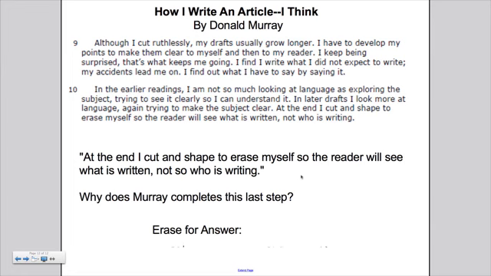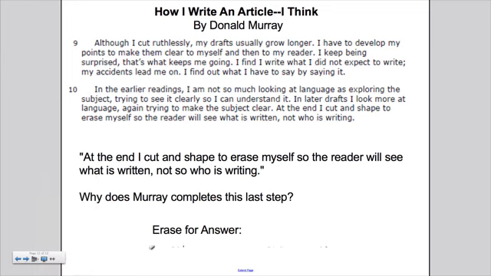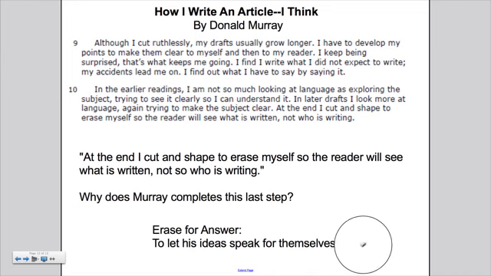Again, read the entire excerpt from the passage and see if you can infer why Murray completes this last step. Then you will go to the notebook file and erase for the answer, or for those of you who are watching by video, we will unpause and reveal the answer. Okay. Good job if you said to let his ideas speak for themselves.